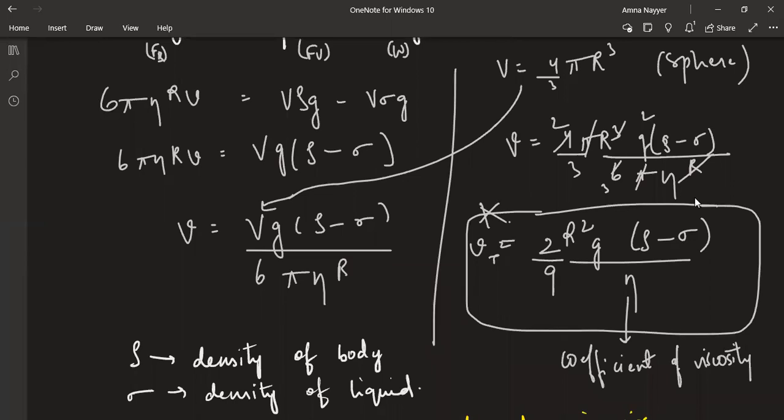If terminal velocity is positive, that means rho is greater than sigma. Density of body is greater than density of liquid. Your body will move downwards. If terminal velocity is negative, that is sigma is greater than rho, density of liquid is greater than density of body, your body will move upwards.